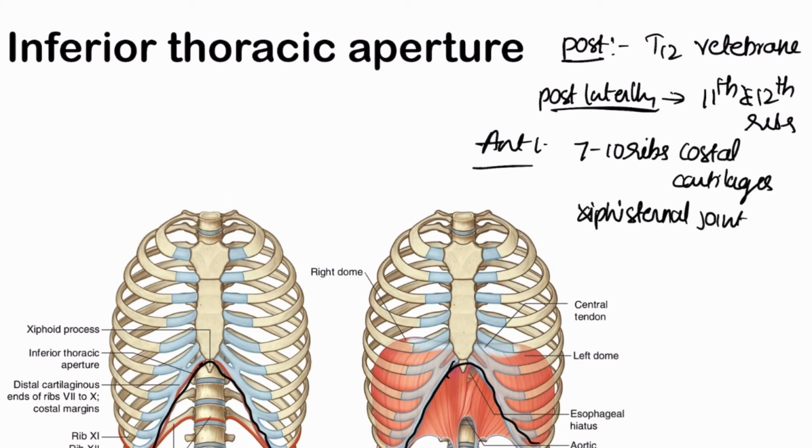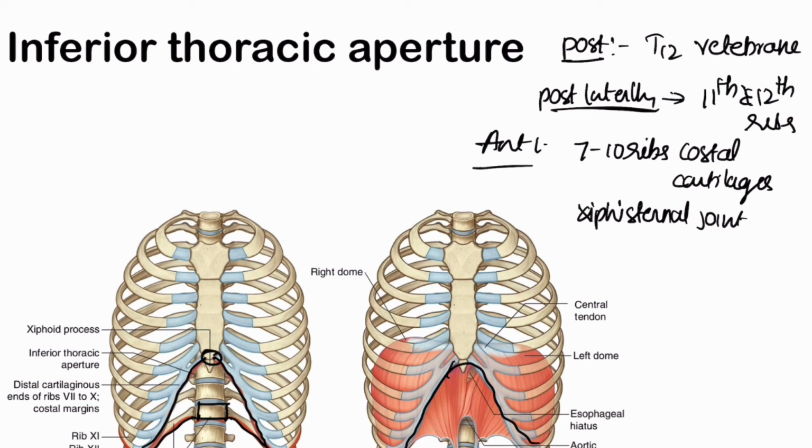Now let us look at them in the diagram. This is the T12 vertebrae here posteriorly and this is the 12th rib posterolaterally and anteriorly we have the costal cartilages. These are the costal cartilages here of 7th to 10th ribs. And we also have the xiphisternal joint. This is the xiphisternal joint here.